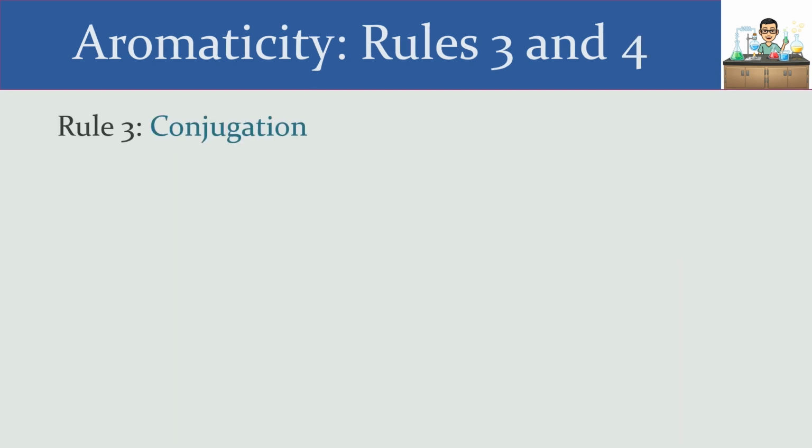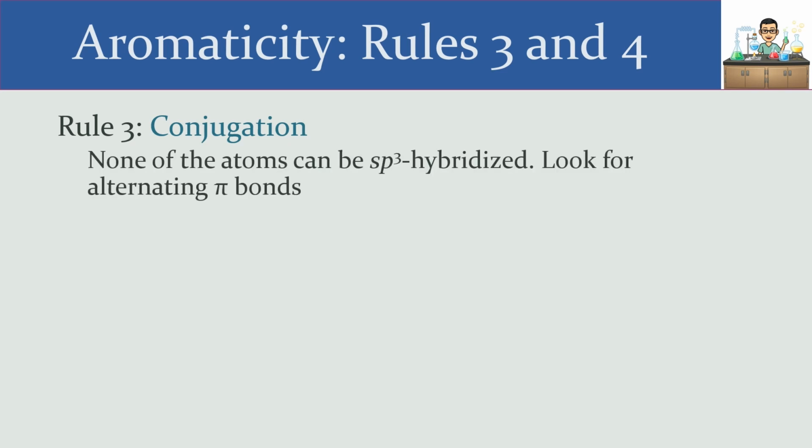Rule number 3, conjugation. So how do you spot conjugation? Probably the first thing you should look for is alternating pi bonds. You're going to have carbon atoms that have a pi bond, one next door that doesn't, the one after that has a pi bond, the next one doesn't, and the one after that has a pi bond. And in order for that to happen, none of the atoms can be sp3 hybridized. So sp3 hybridization, in more ways than one, takes you out of contention for aromaticity.